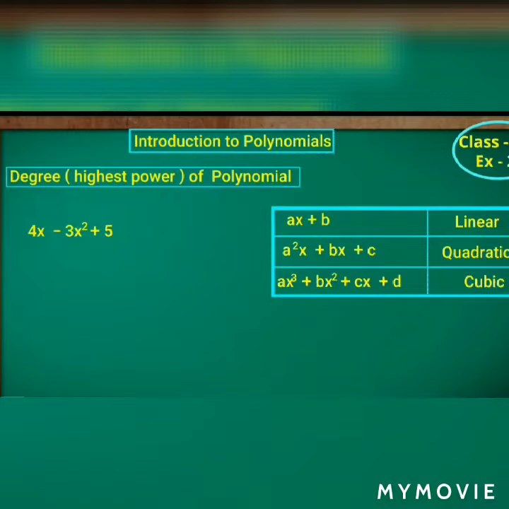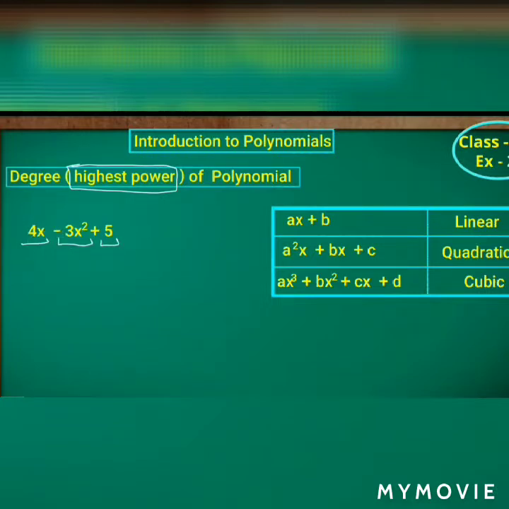Now let's come to the degree of a polynomial, that is the highest power. So based on the degree we are having particular names for polynomials. Are you getting? So it always depends upon the degree of the polynomial. Okay, so if you observe the equation here, I have taken 4x minus 3x square plus 5, which is having a single variable, that is x. But if you observe the degree here, the highest degree is what? 2, x power 2, isn't it?